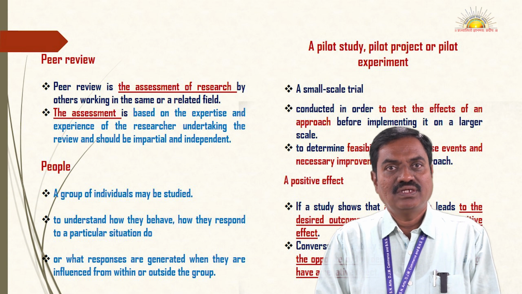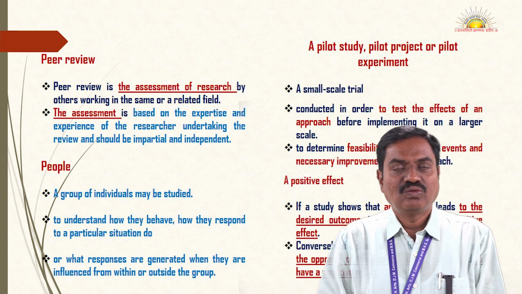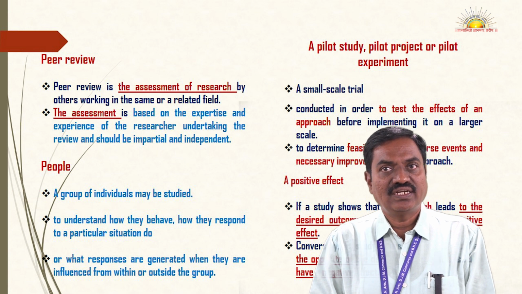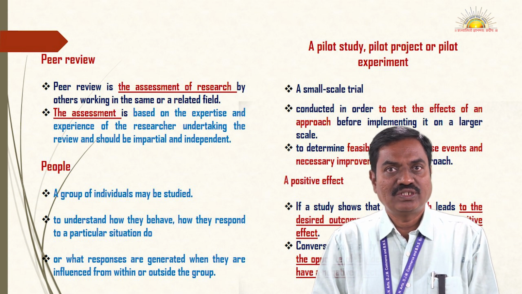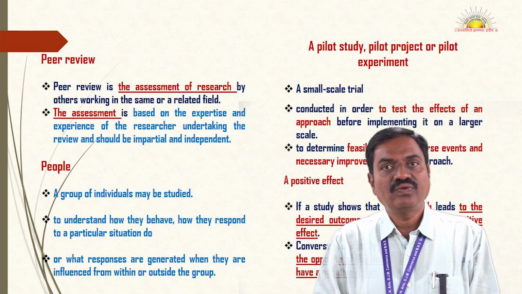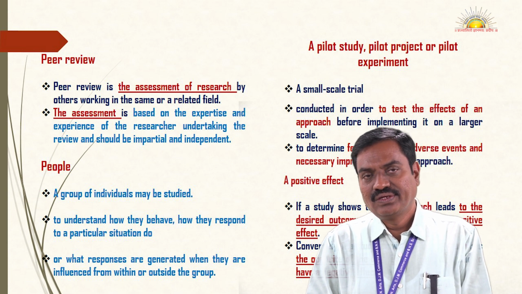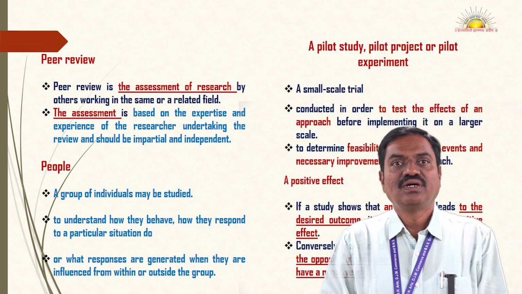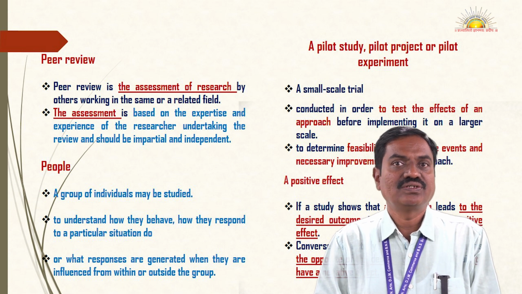The next term is people. The term people in research refers to a group of individuals who may be studied to understand how they behave, how they respond to a particular situation, or what responses are generated when they are influenced from within or outside the group.